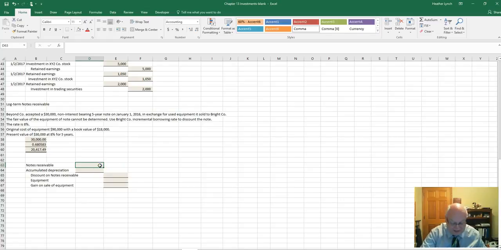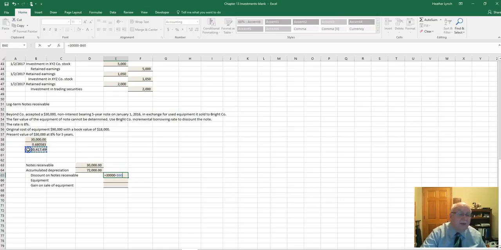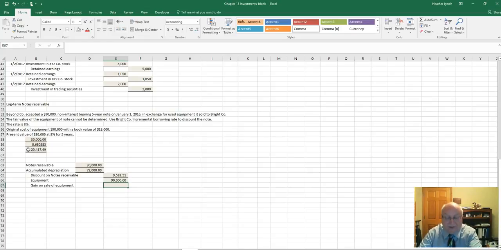Notes receivable is $30,000. The accumulated depreciation, remember, we know the cost of the equipment was $90,000. Book value was $18,000, so the difference is $72,000, which is the amount that's accumulated depreciation. The discount on the note is equal to the $30,000 minus the $20,417.49. Equipment, that's the original cost of the equipment, was $90,000, and then the difference is the gain or loss on the sale of the equipment.